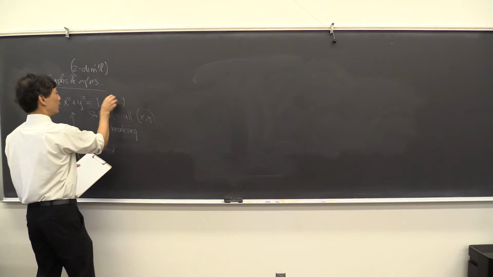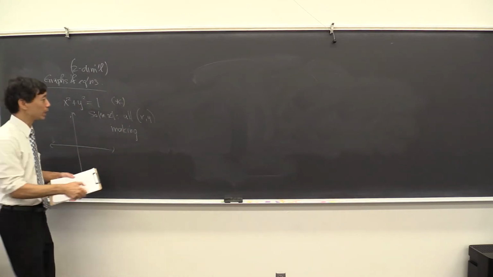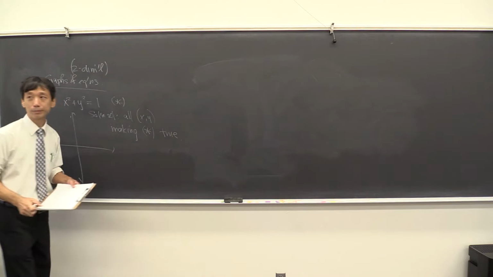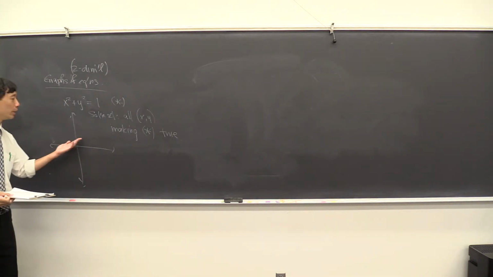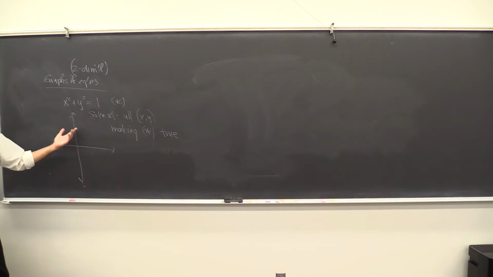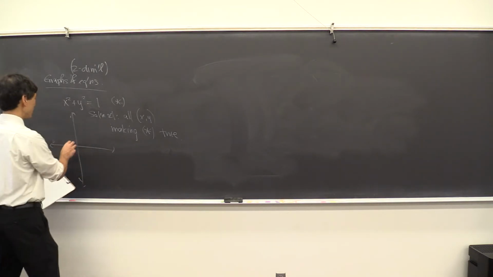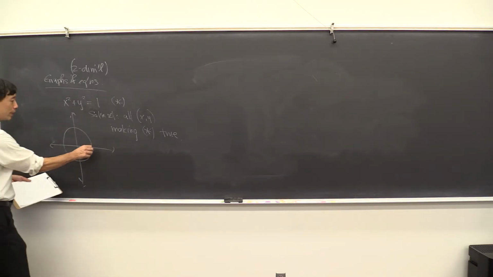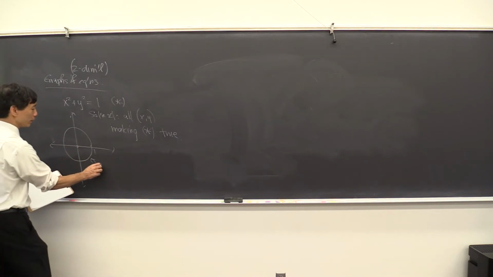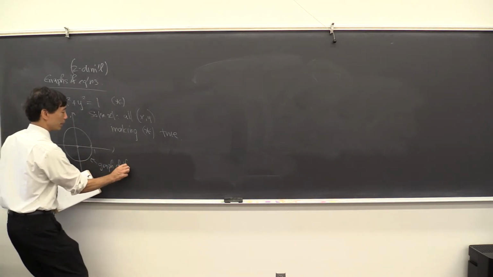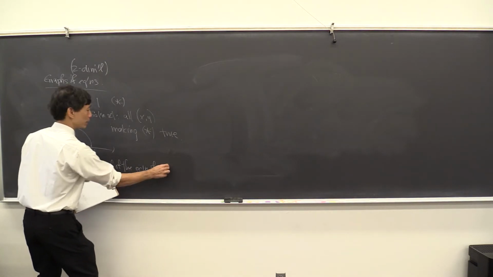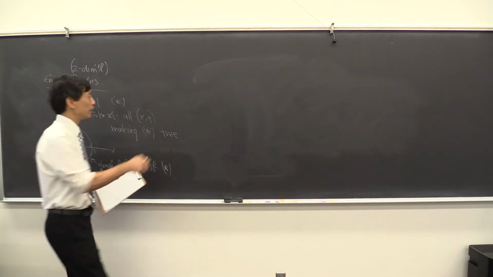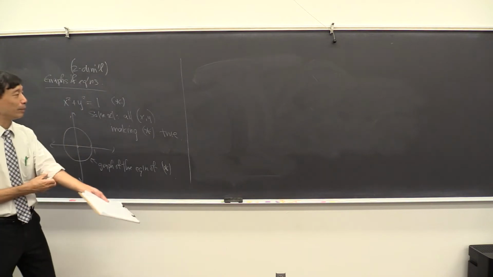Let me give this thing a name. I'm going to call this equation star. So the solution set is all the points that make star true, and then you put those points on a plane, and that's the graph of your equation. In this case, it turned out to be a circle of radius 1, centered at the origin. This is the graph of the equation star. Okay, so that's where we are.